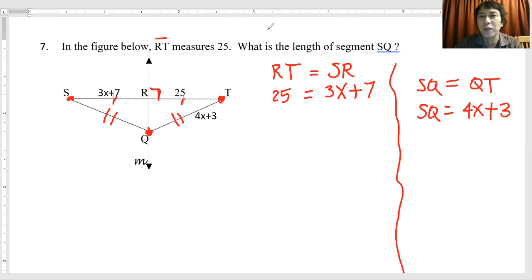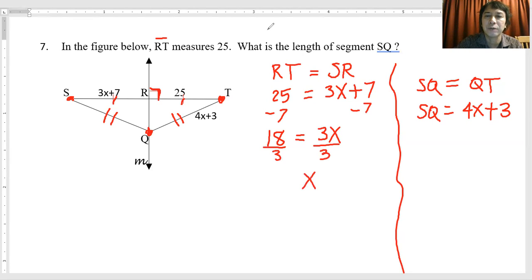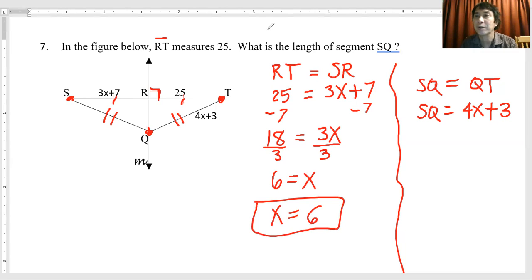Using 25 equals 3x plus 7, subtract 7. The left side is 18, since 25 minus 7 is 18. The right side is 3x. We have 18 equals 3x. We divide by 3, and we have x equal to 6. We now have the value of x. It's 6. We can now proceed to SQ on the right side.